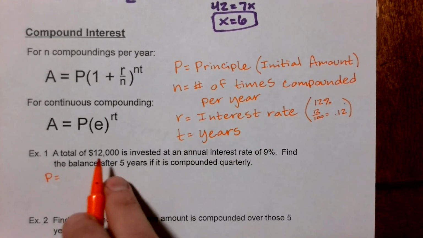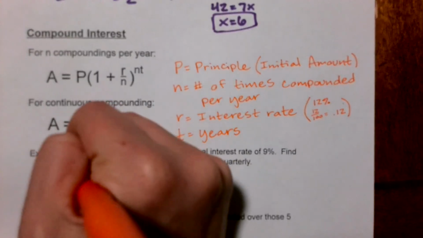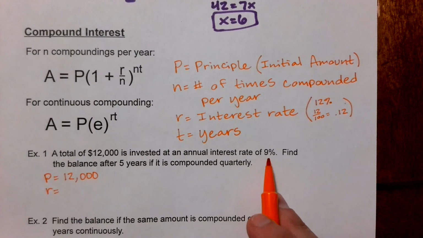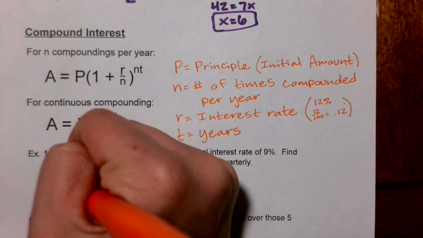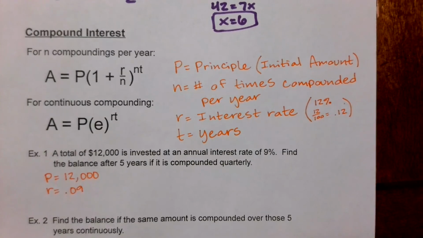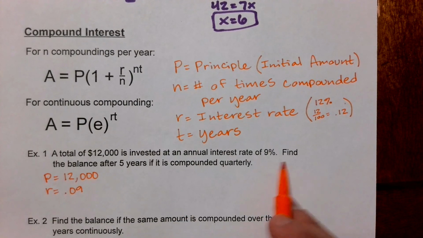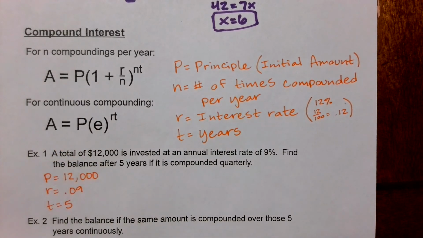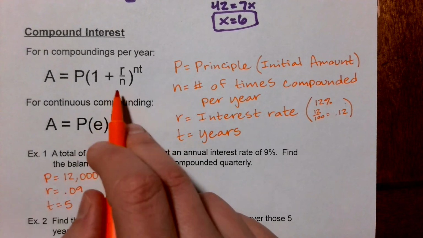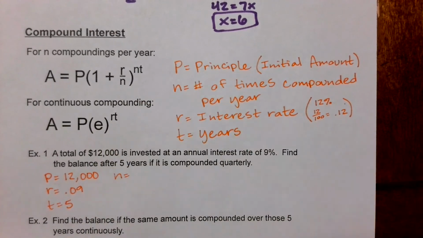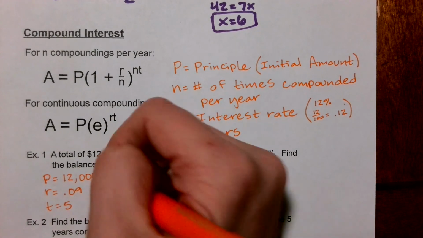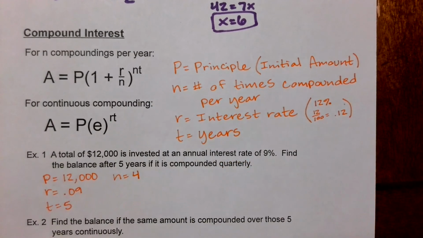Our principal or initial amount will be this $12,000 that we're investing. We've got our interest rate as 9%, and remember, before we plug it in, we're moving the decimal 2 places, so we're plugging in 0.09. We've got the amount of time that has passed, so our T is 5, and remember, it's always years. And then our last number, we're still missing the N. Remember, the N is the amount of times that it is compounded per year. So if it's compounded quarterly, that is 4 times per year, so our N is 4.